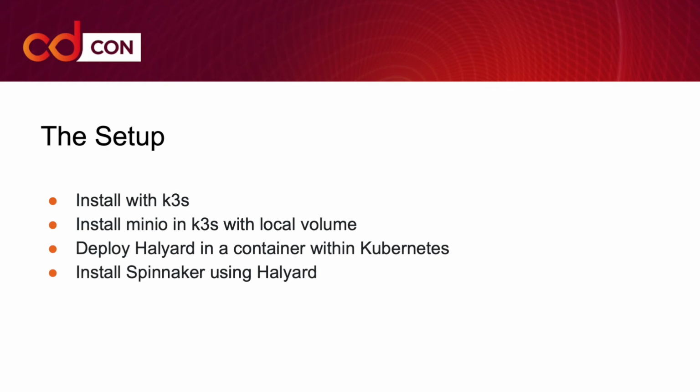So let's talk about the setup of this demo. I'm doing a few things here. One, I'm installing this with K3s, which is a Kubernetes distribution. I'm also installing Minio in K3s with a local volume. I'm deploying Halyard in a container within this Kubernetes cluster. And then I'm installing Spinnaker using Halyard.